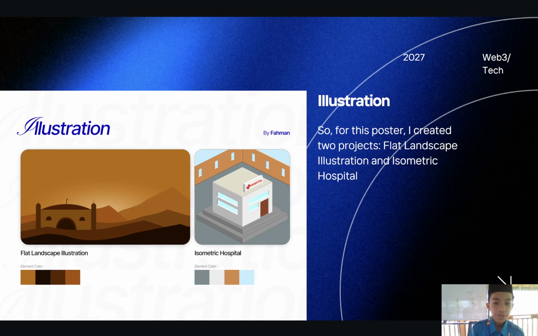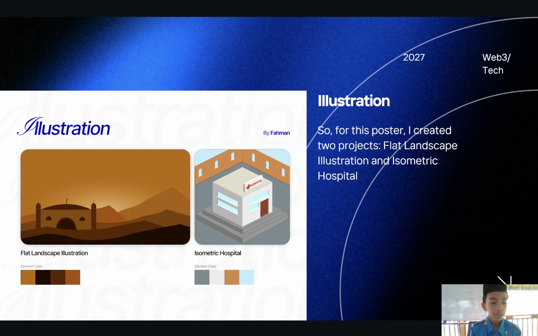So here, as you can see, I show you one image that there are 2 posters. You can say the illustration posters that I made from the first semester. So here, I made 2 illustration posters. For the first is flat landscape illustration, and for the second is isometric hospital. So I made the 2 illustration posters with different styles. So first is flat landscape illustration.